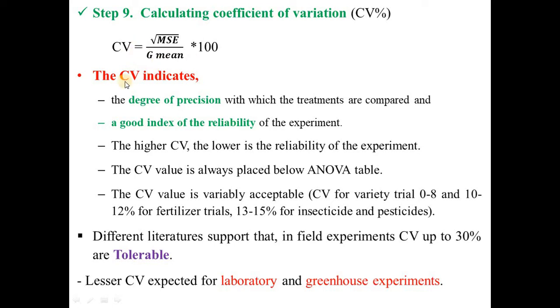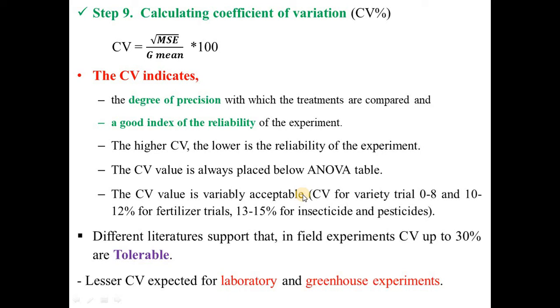That gives the CV in percent. This value indicates the degree of precision with which the treatments are compared, and it's a good index of the reliability of the experiment. That means the higher the CV, the lower the reliability of the experiment, whereas the lower the CV, the higher the reliability of the experiment. And the CV value is always placed below the ANOVA table, and the CV value is variably acceptable.